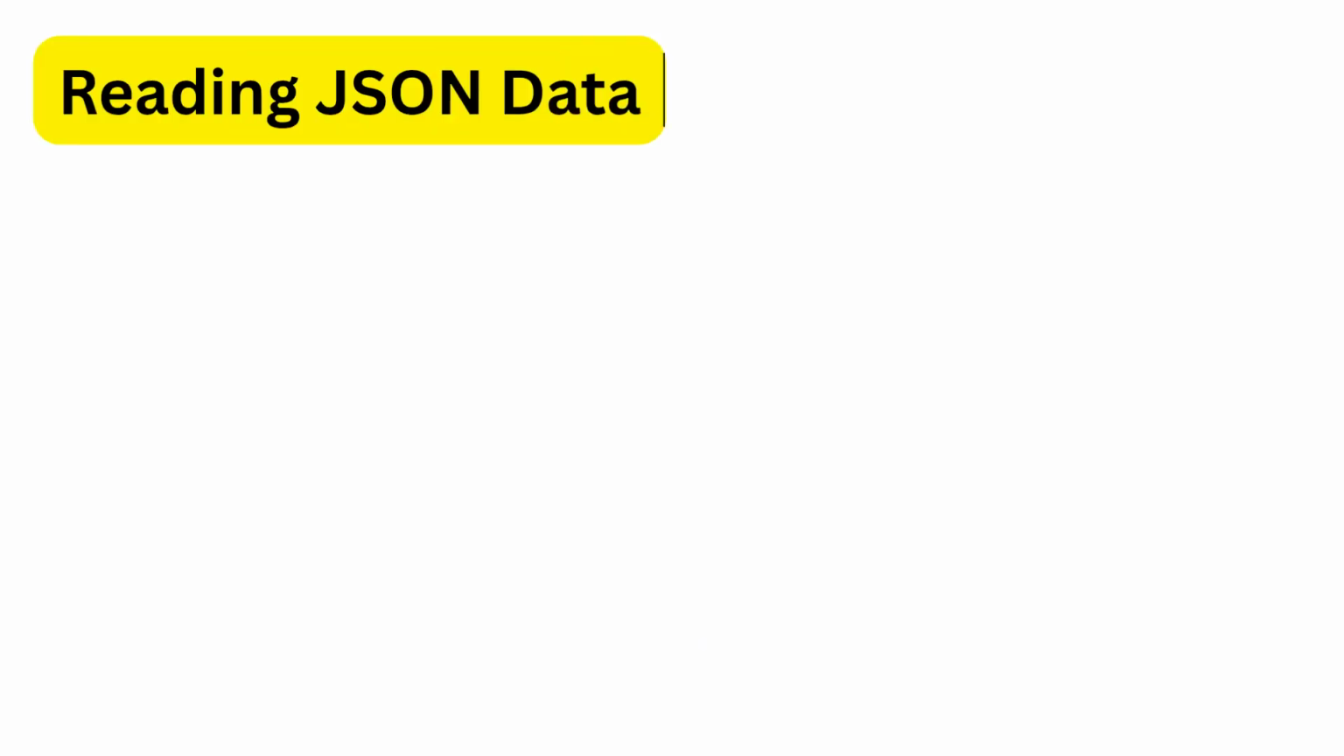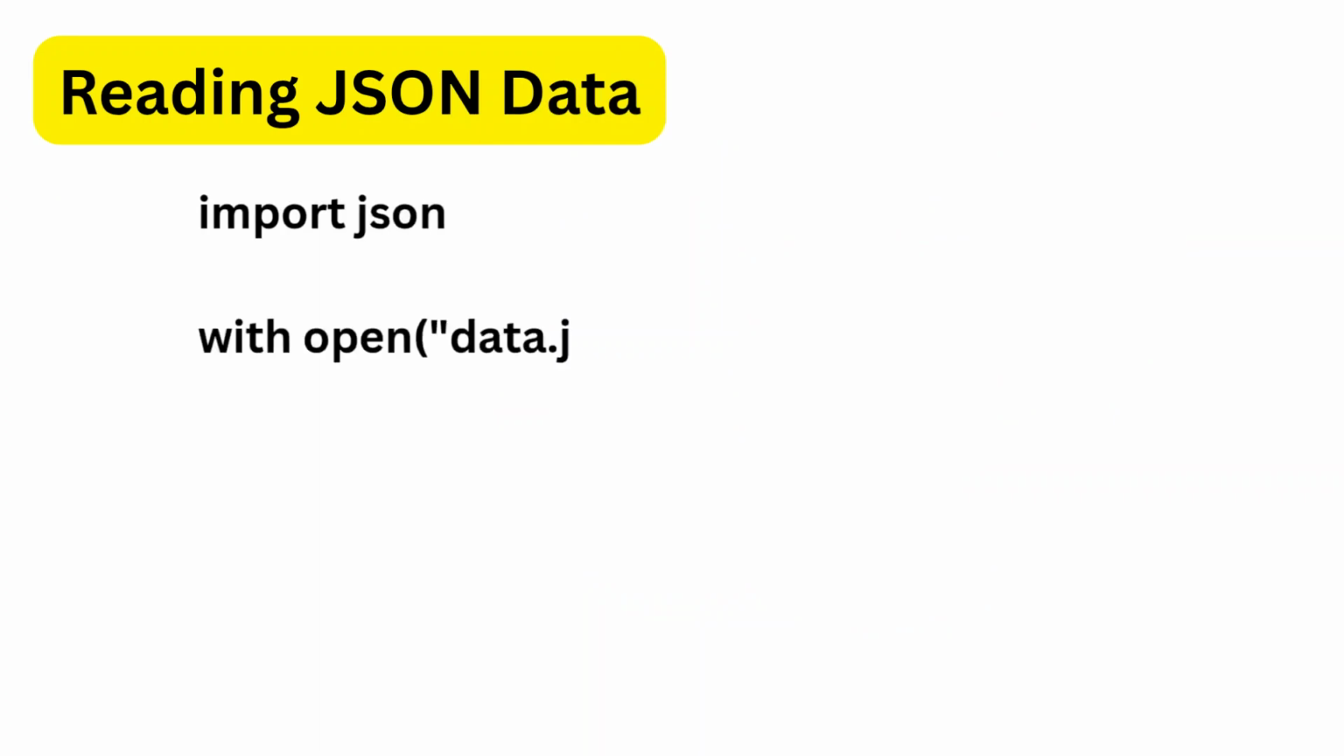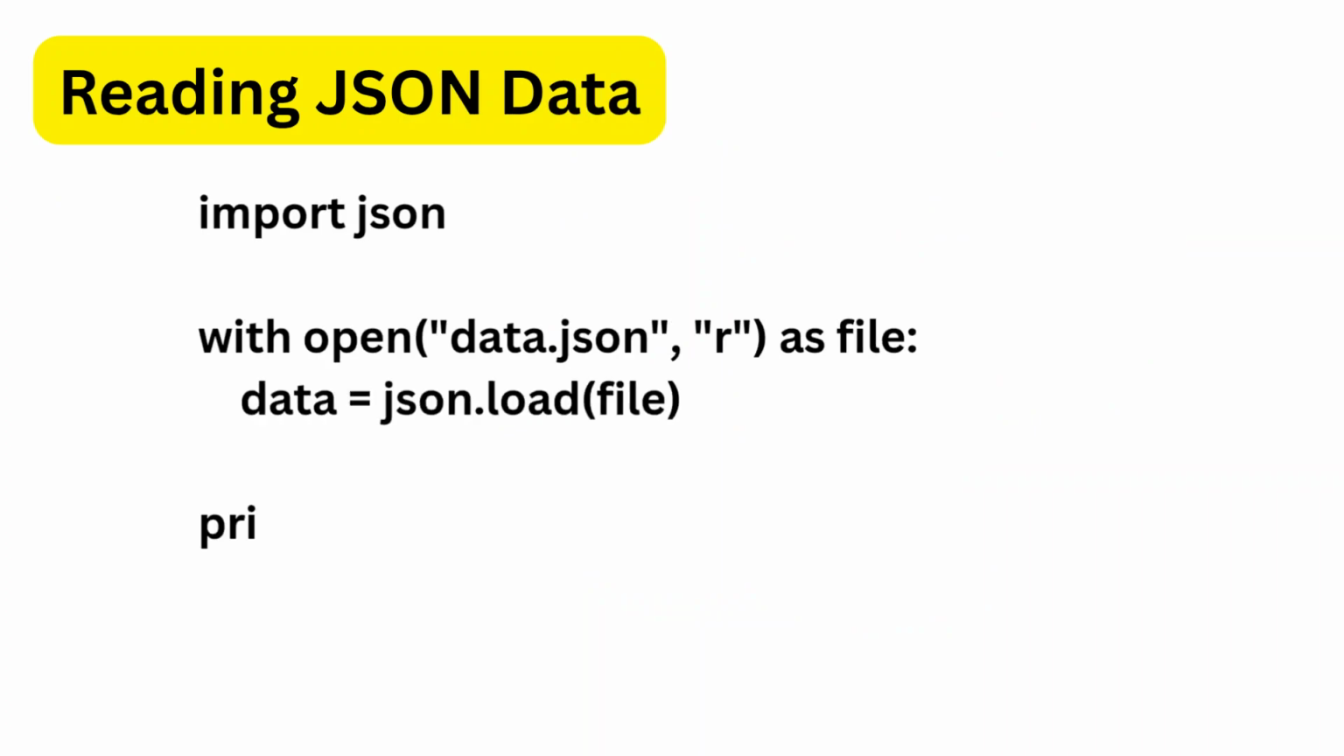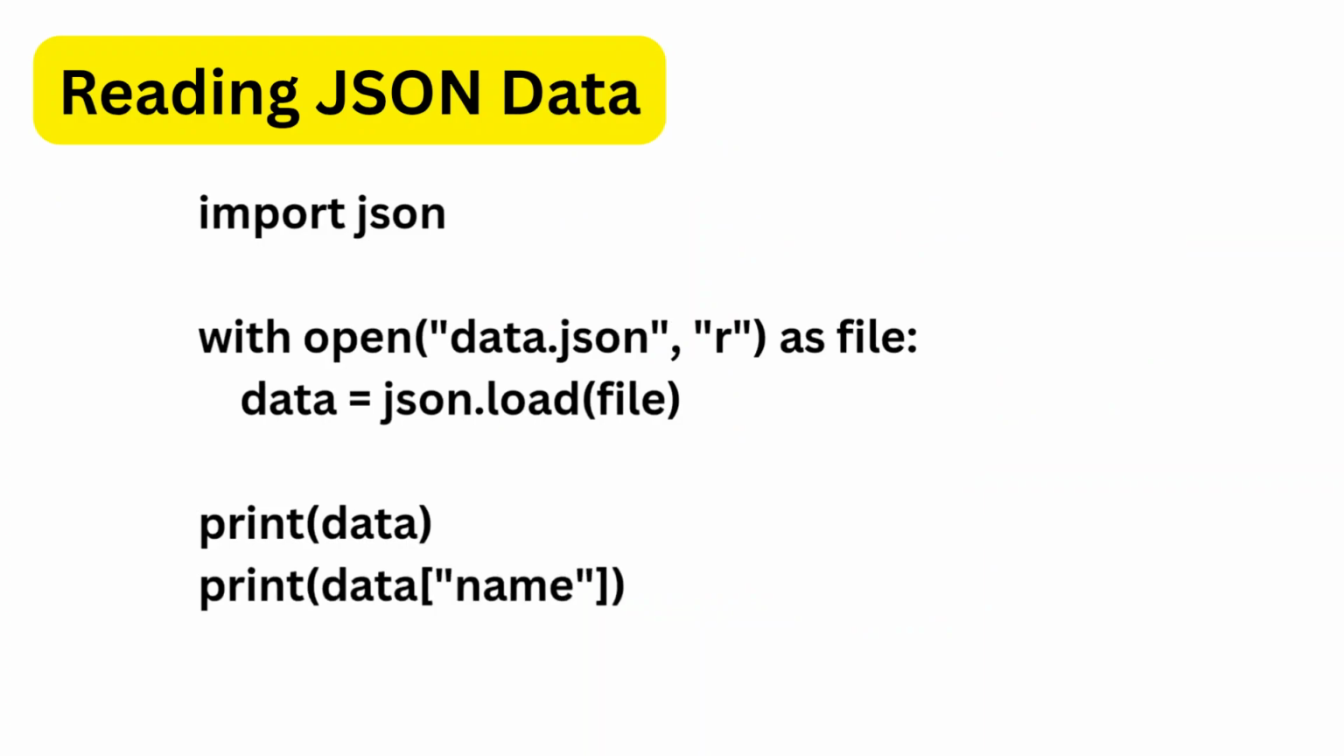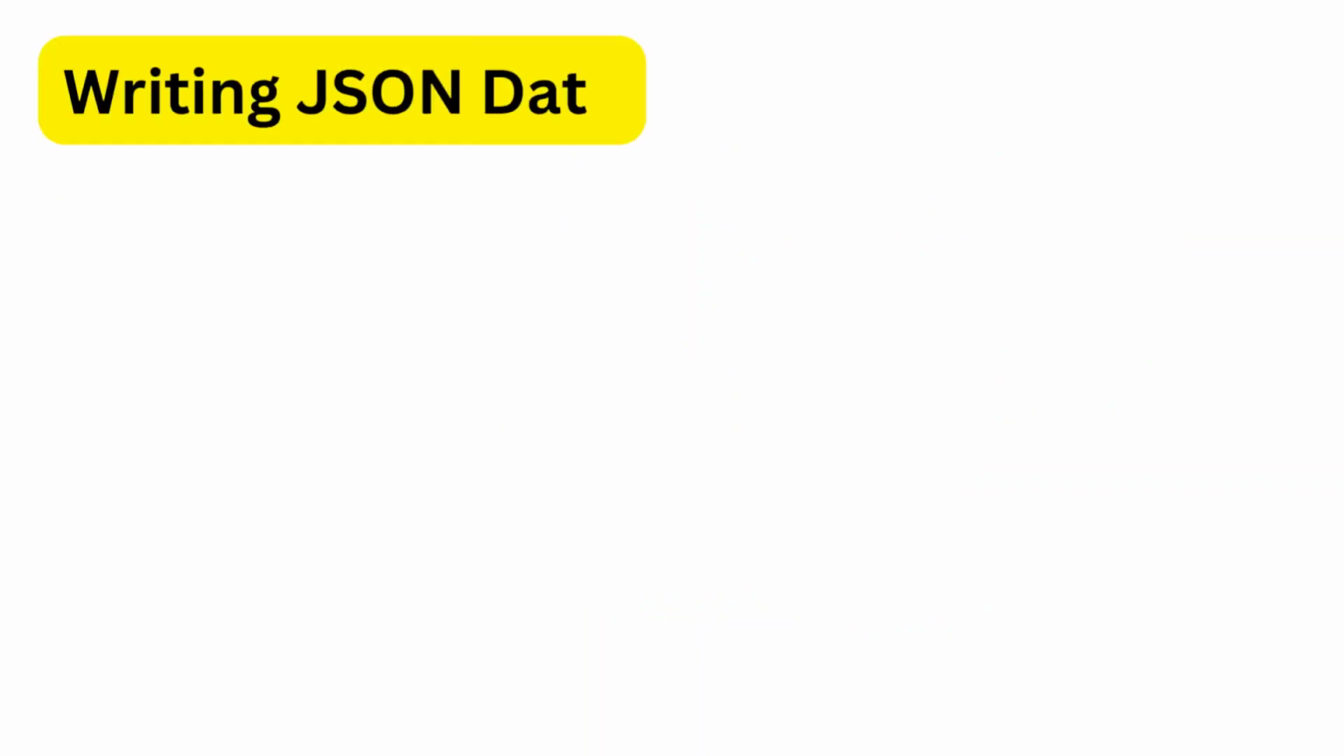Let's start by reading a JSON file. Import json, with open function. data.json, r is used for read a file. data = json.load(file), print data, and print data name. Here, the json.load function reads JSON data from a file and converts it into a Python dictionary so you can access it easily.